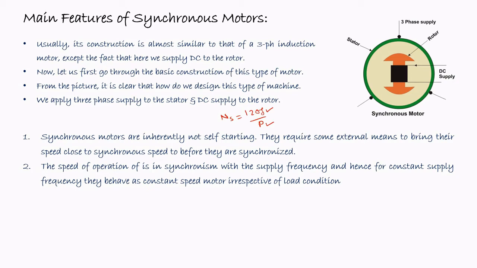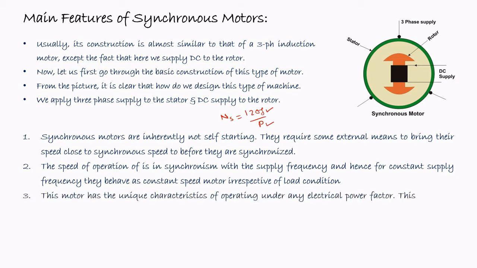Otherwise, the motor will not rotate. And the motor has the unique characteristic of operating under any electrical power factor. This makes it useful in electrical power factor improvement also, which we'll discuss later in this lecture. At a particular condition, the synchronous motor can operate at leading power factor. It behaves like a capacitive circuit. That's why sometimes this type of machine is also considered a synchronous condenser.